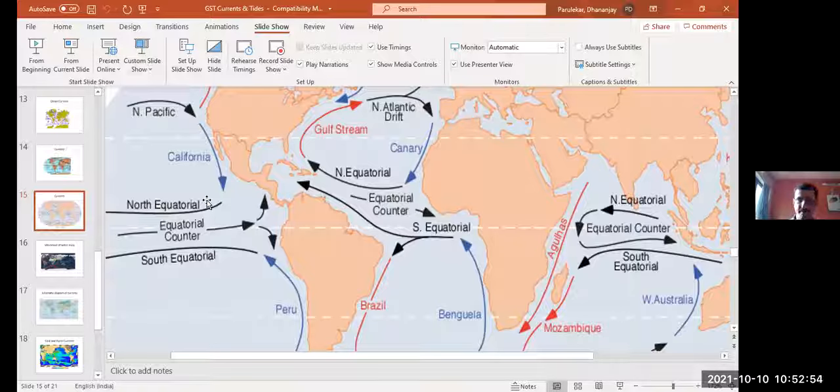Similarly, south of the equator, make a line in the west direction: South Equatorial Current. Okay. Ahmad Adil, which ocean is this? Yes, west, which ocean is this?